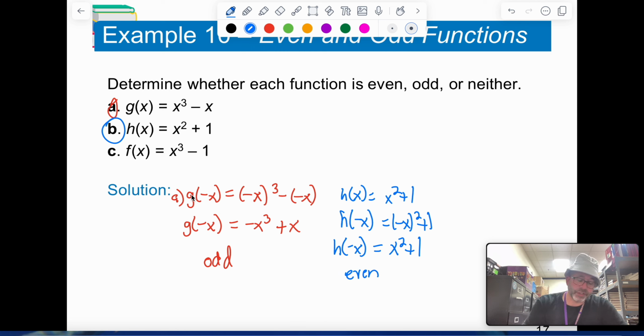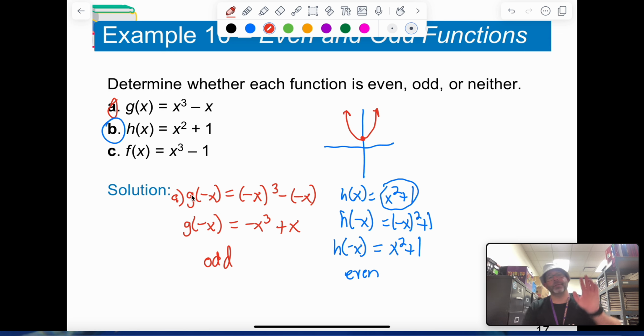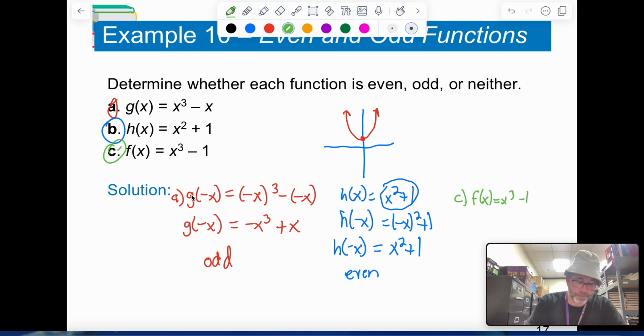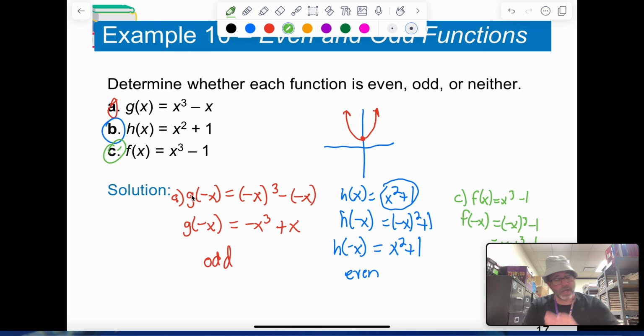And if you recognize what this is, it's nothing more than a parabola with a graph that's been shifted up 1. And you can see from there, there's symmetry to the right of the y-axis as there is to the left of the y-axis. Lastly, let's look at C. We have f of x is equal to x cubed minus 1. If I put in -x here, we end up with -x cubed minus 1.